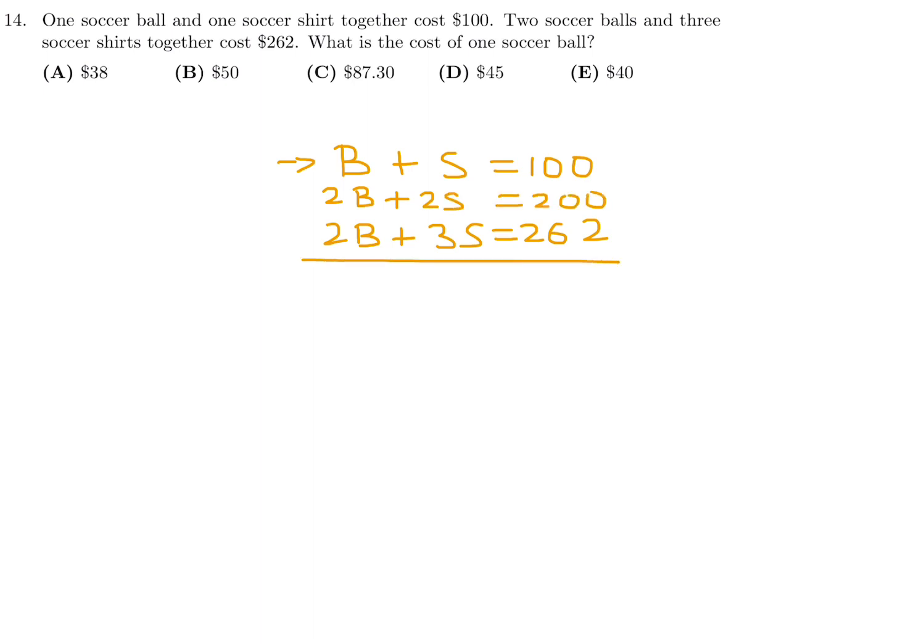And then let's subtract these guys, this and this. That'll give me s is equal to 62. And that means I can plug that back into here to get the ball. So b plus 62 is equal to 100. So b is equal to 38. And that's it. So number 14, the answer is A.